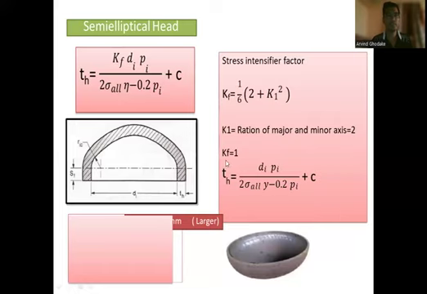Then for the semi-elliptical head, TH is equal to Kf into Di into Pi upon 2 times sigma allowable into eta minus 0.2 Pi, plus C. Then the stress intensifier factor Kf is 1 by 6 times 2 plus K1 square. K1 is the ratio of major and minor axis, equal to 2, and Kf is then equal to 1. Therefore, TH is equal to Di Pi upon 2 times sigma allowable into eta minus 0.2 Pi, plus C. So this is the semi-elliptical head.